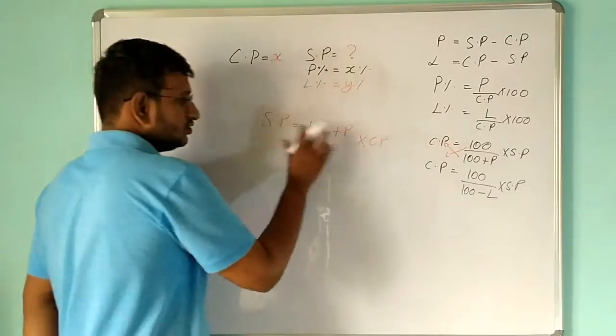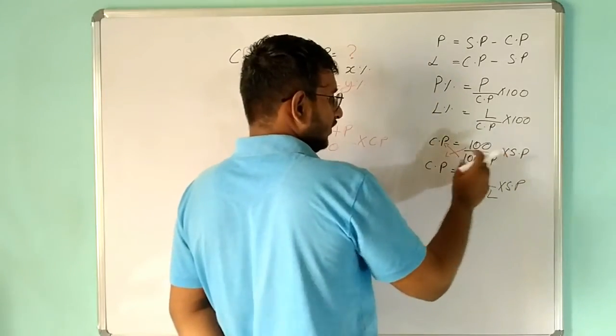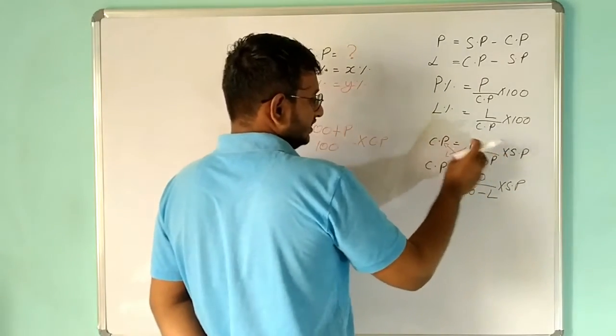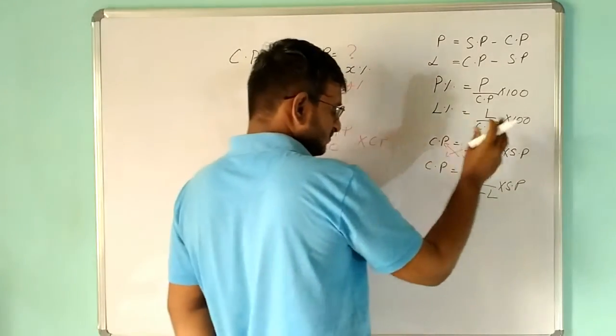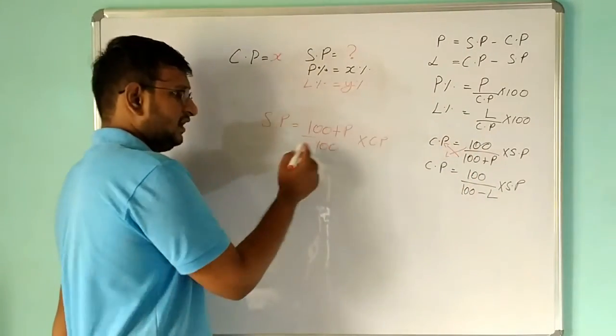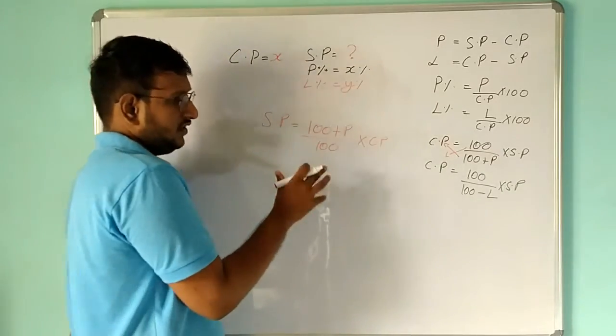Okay, so this is not a new formula. It's just a derivation from this formula. We are taking all the things other than SP to the other side, and we are getting SP is equal to (100 plus P) divided by 100 into CP. That's the only thing we are doing.